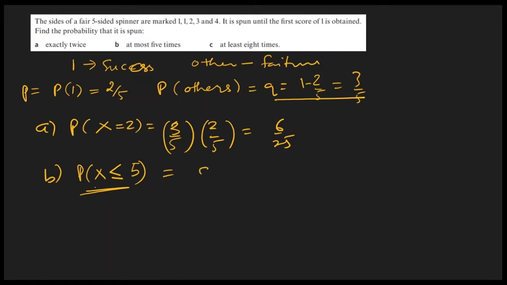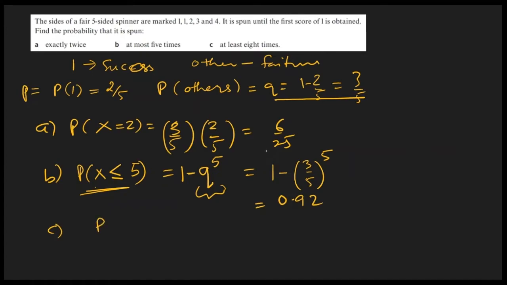In that case, what do we do? We take the failures of 5 times and we subtract it from 1. So this Q to the power 5 will tell us that it is failing 5 times, but 1 minus will make it a success within the first 5 times. So it will be 1 minus (3 over 5) to the power 5, and that will be 0.92.